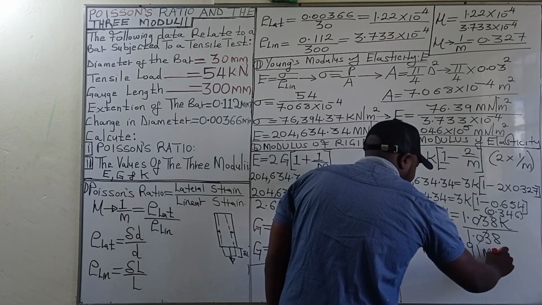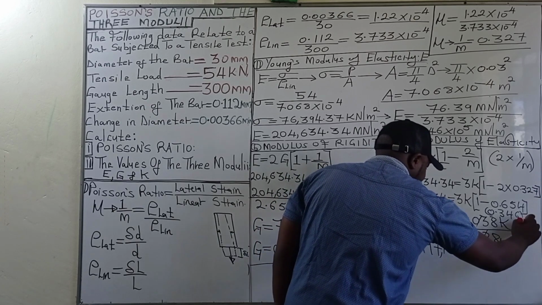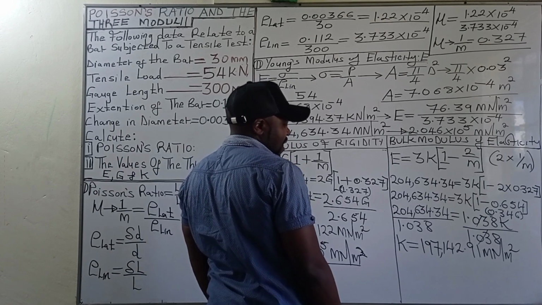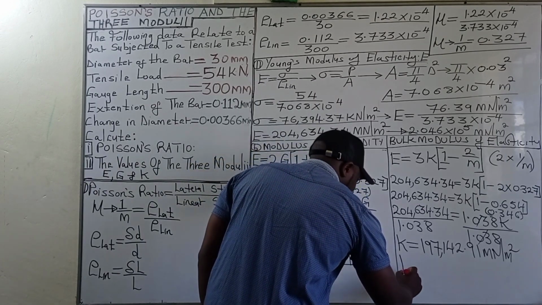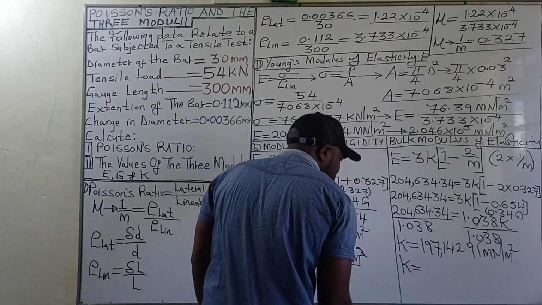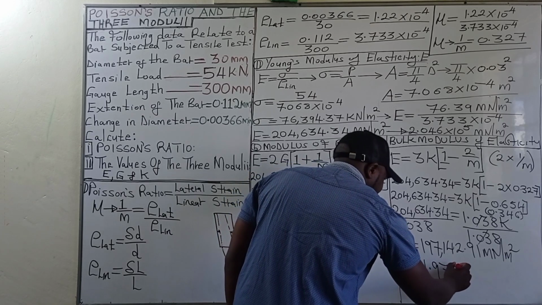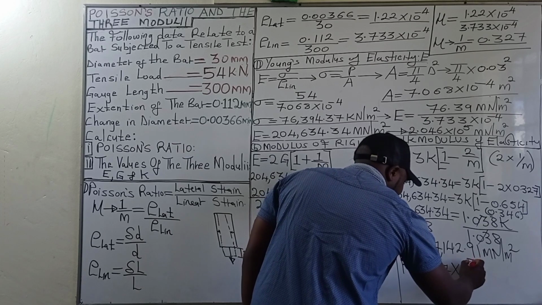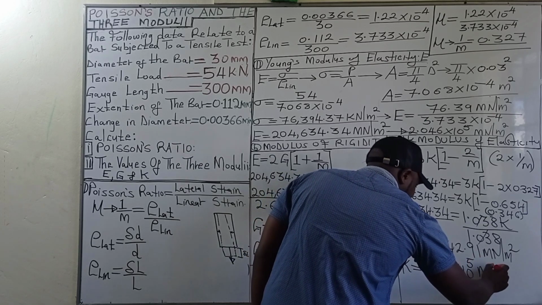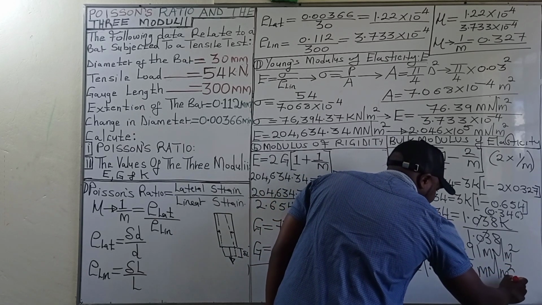And when we do so, we are going to have K, the bulk modulus of elasticity, being equal to 197,142.91 meganewtons per square meter. When you write it in standard form, that is times 10 raised to the power of 5, the bulk modulus will be given by 1.97 times 10 raised to the power of 5 meganewtons per square meter.